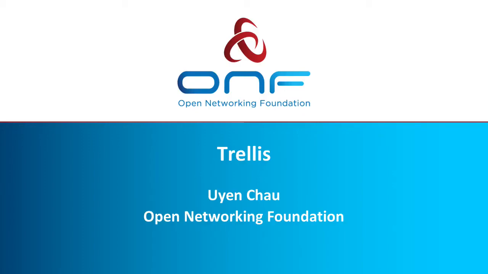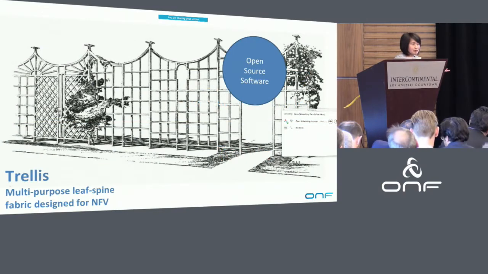So Trellis is our leaf-spine fabric. It's open source software, so it's open source based. It uses a lot of open source components, including as part of the reference.